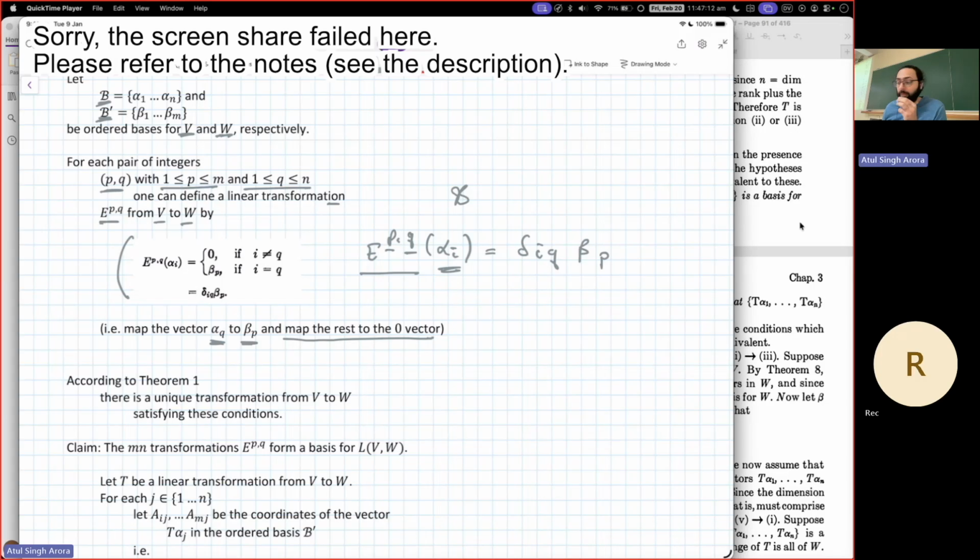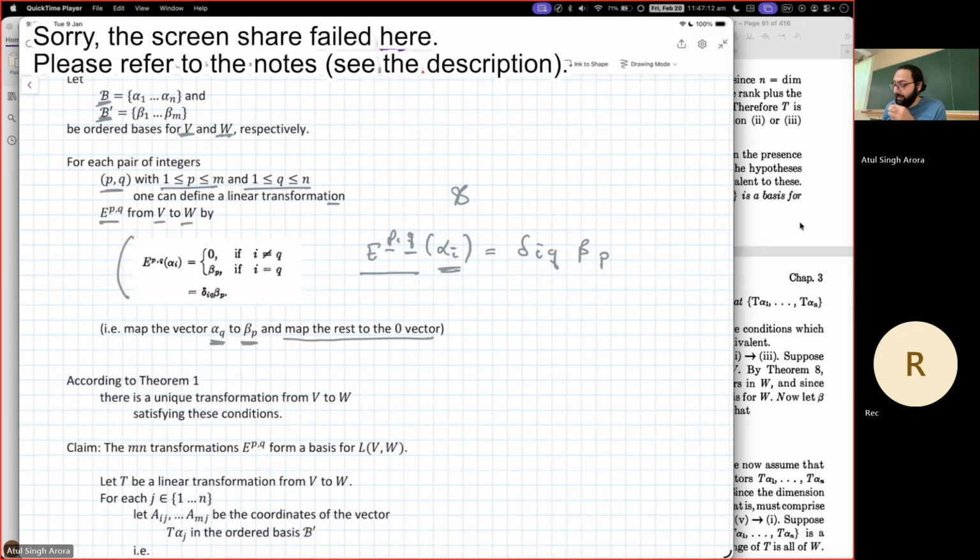Is it making sense what we're trying to do here? You have this set of all linear transformations. We want to construct a basis using which we can express all possible linear transformations. So the claim is that E^{PQ}, which are very specific maps that we define, will be the basis of the linear transformations. Any questions?